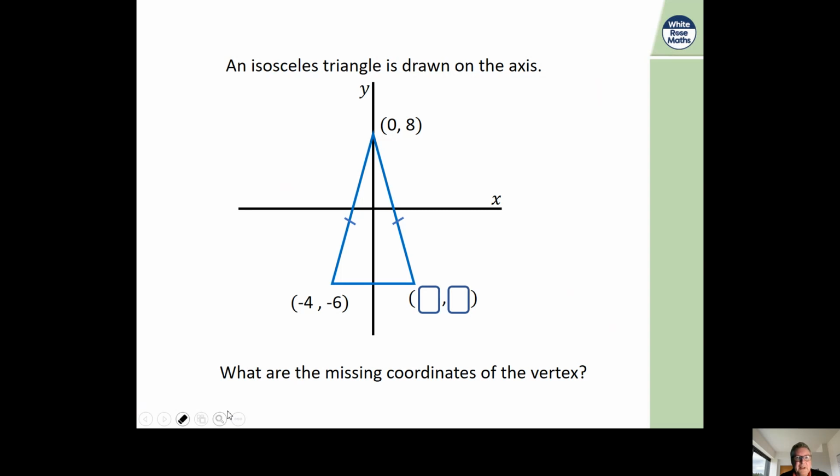So we have an isosceles triangle. What do we know about isosceles triangles? Well, these marks are telling us that these sides are of equal length. So we know it's a triangle. 3 points, 3 sides. What would be the missing coordinates of this vertex? Pause the video, have a think.